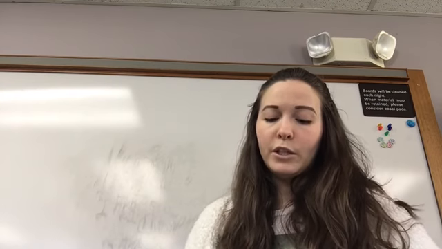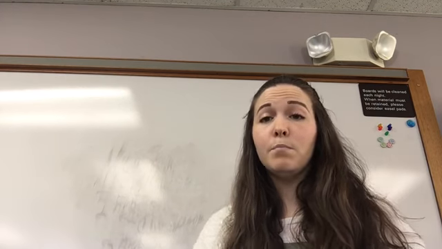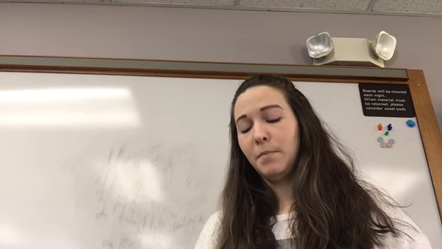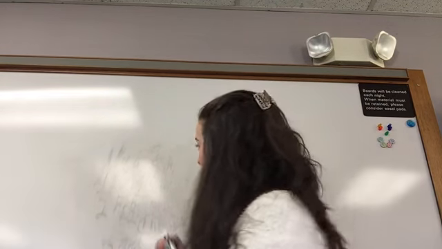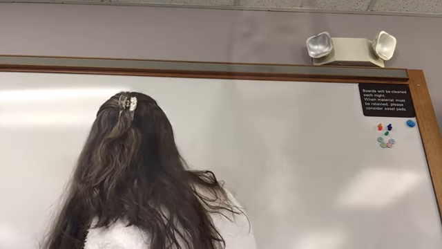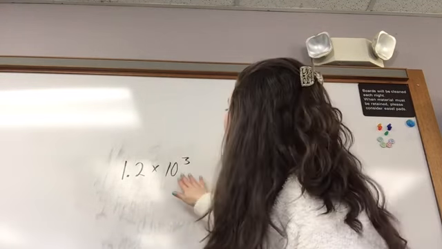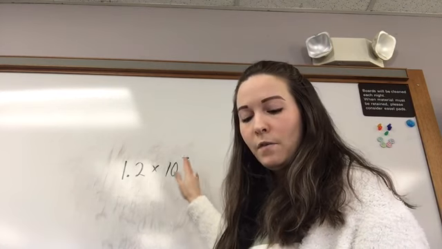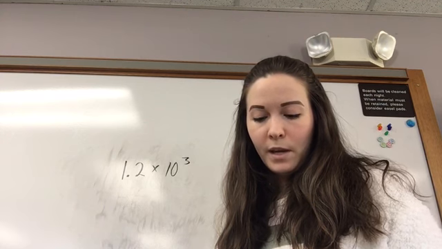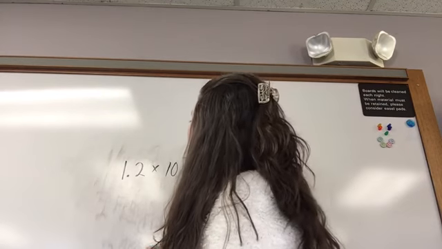To write 1.2 times 10 to the third power in standard notation, we simply move the decimal point 3 places to the right, and we fill in our empty places with a 0. So it looks kind of like this. We have 1.2 times 10 to the third power. Now remember, 10 to the third power means 10 followed by 3 zeros. So we change the answer by moving our decimal point 3 times.